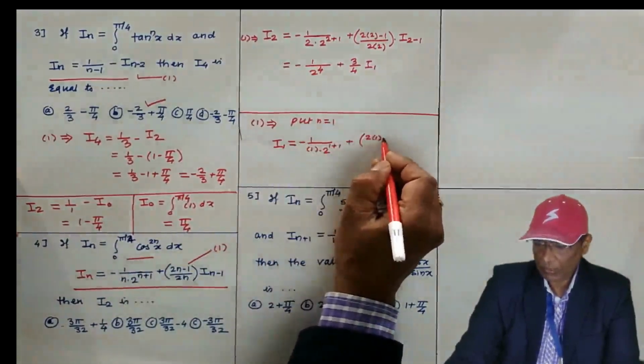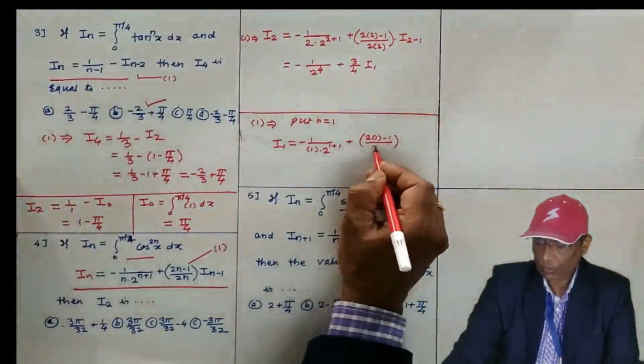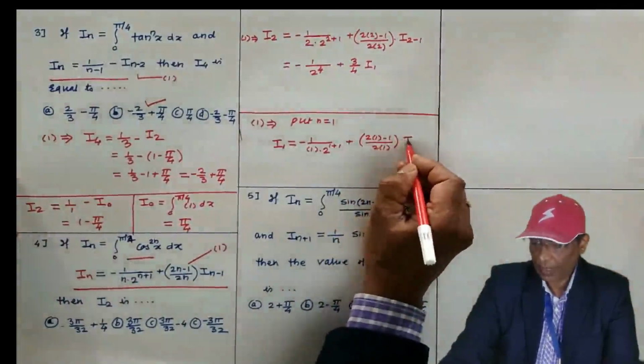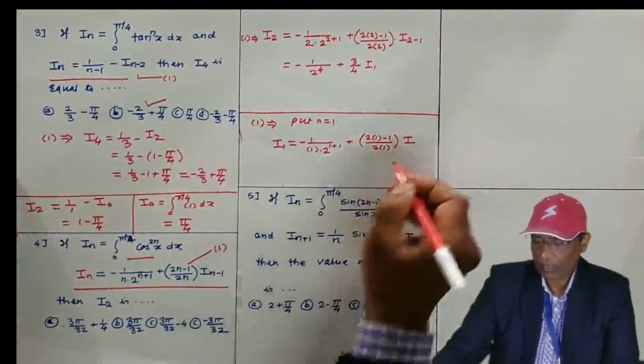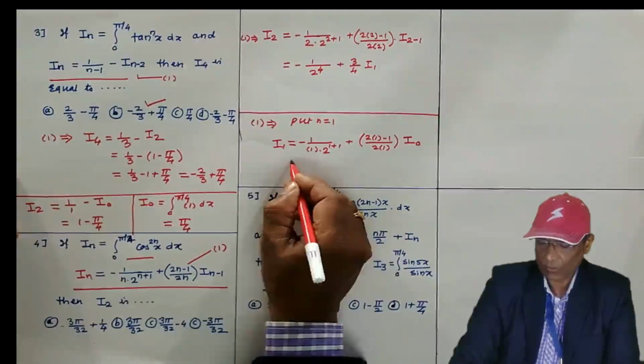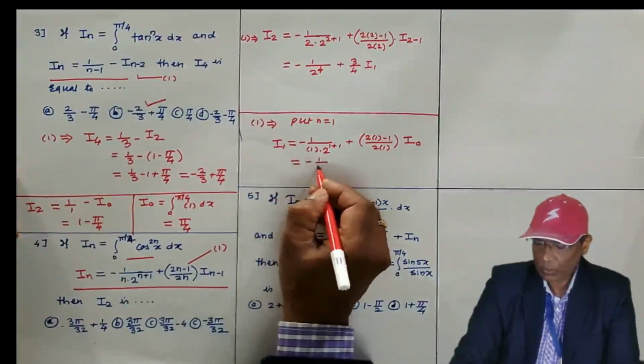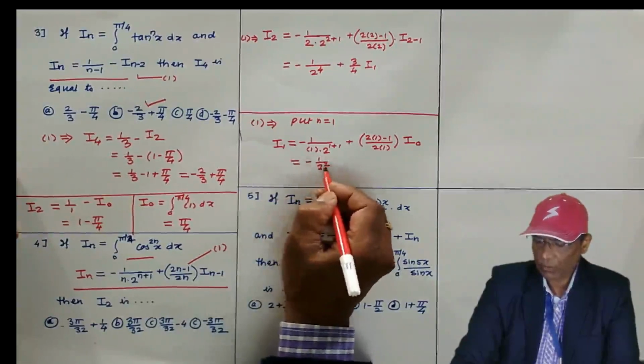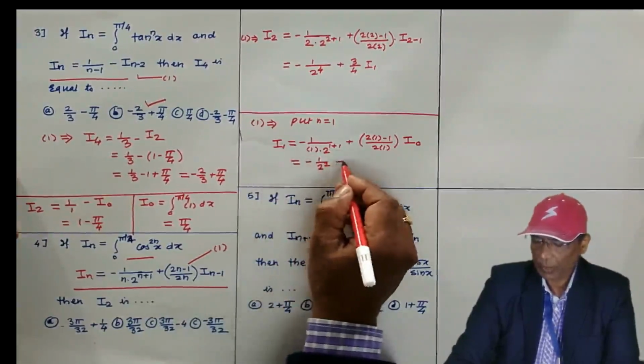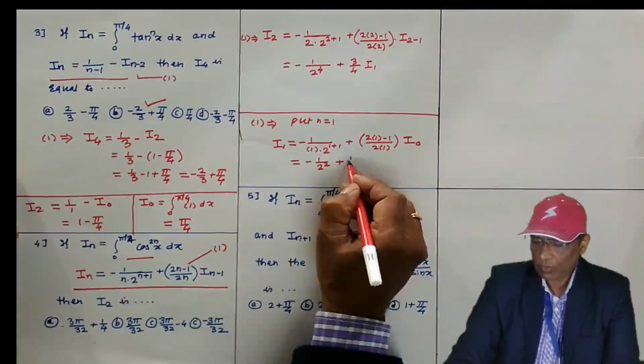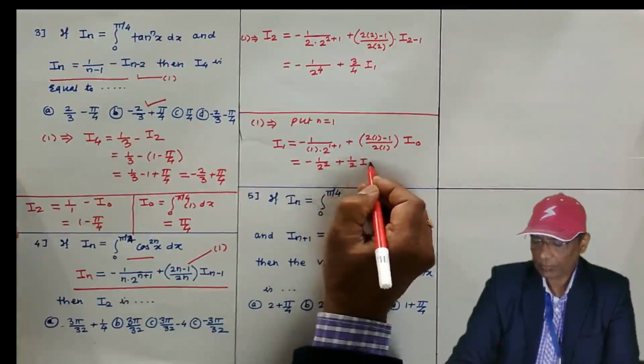(2n minus 1) by 2n, n is 1. 1 minus 1 is 0. Now minus 1 by 2 square, you can write 4 also, 2 square. Plus 2 minus 1 is 1, 1 by 2, I0.